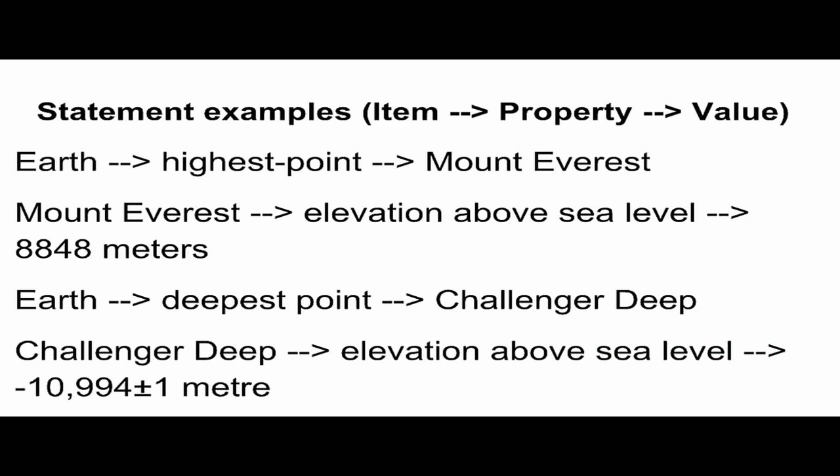These are examples of statements. Each line is a statement. So here's the first one. I want to state about the item Earth, our planet, and what I want to say about Earth is that the property highest point on Earth has the value Mount Everest. Would you agree with that? That is the highest point on Earth. That's a statement. It says something specific, one piece of information about Earth.